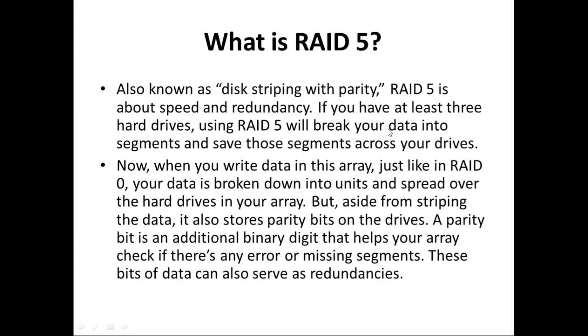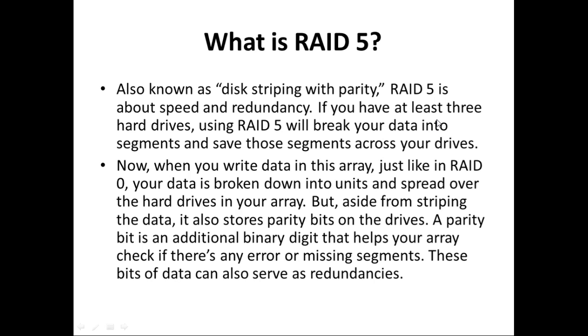Also known as striping with parity. RAID 5 is about speed and redundancy. If you have at least 3 hard drives, using RAID 5 will break your data into segments and save those segments across your drives. So here you have to have at least 3 hard drives. But for RAID 1 and RAID 0, you have to have at least 2 drives. But for RAID 5, you have to at least have 3 hard drives.